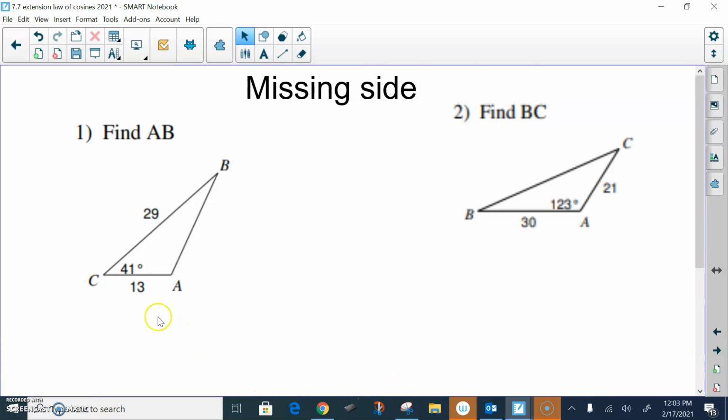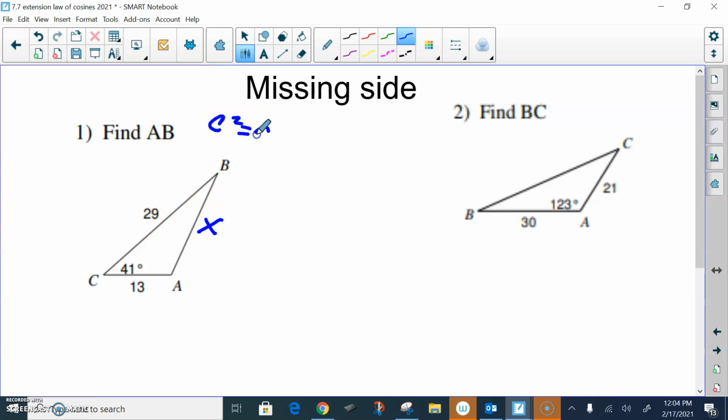All right, so we have what we need. We have two sides with the included angle, and they're asking us to find the side length AB. So I'm going to go ahead and just put an X there. Okay, we'll call this side X. So here we go. The formula is c squared equals a squared plus b squared minus 2ab cosine of c.